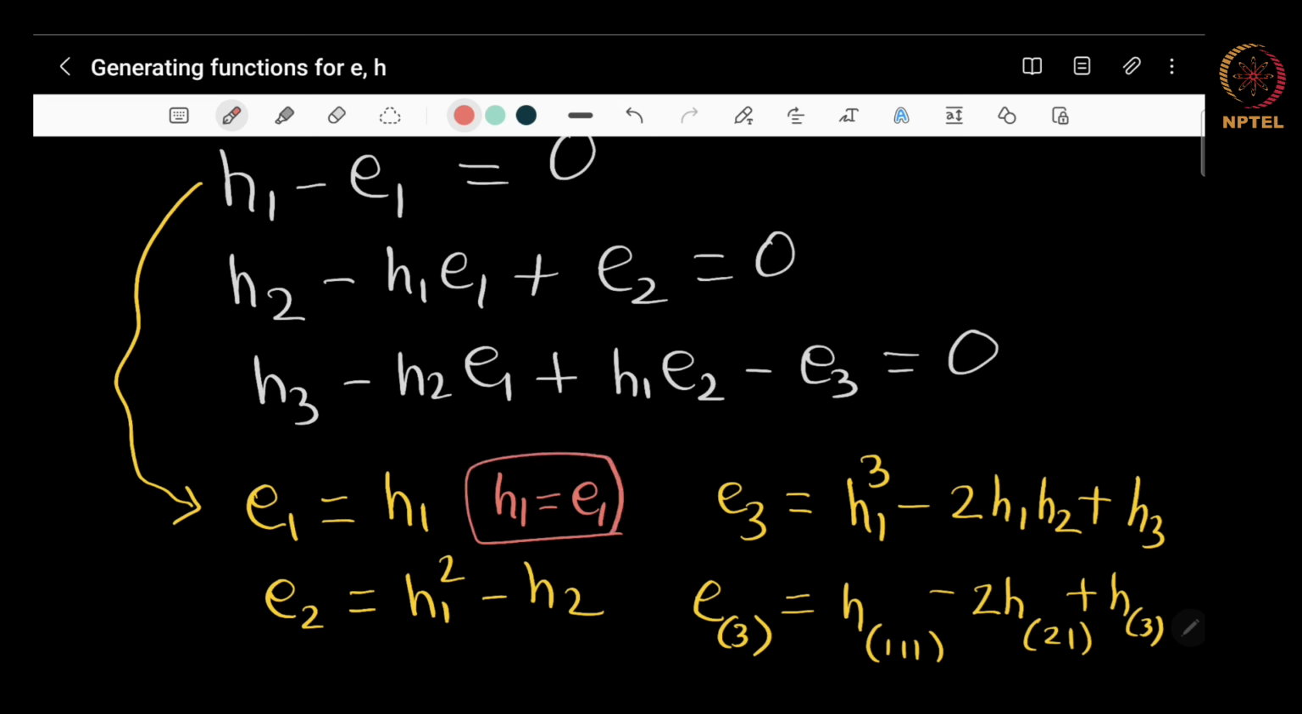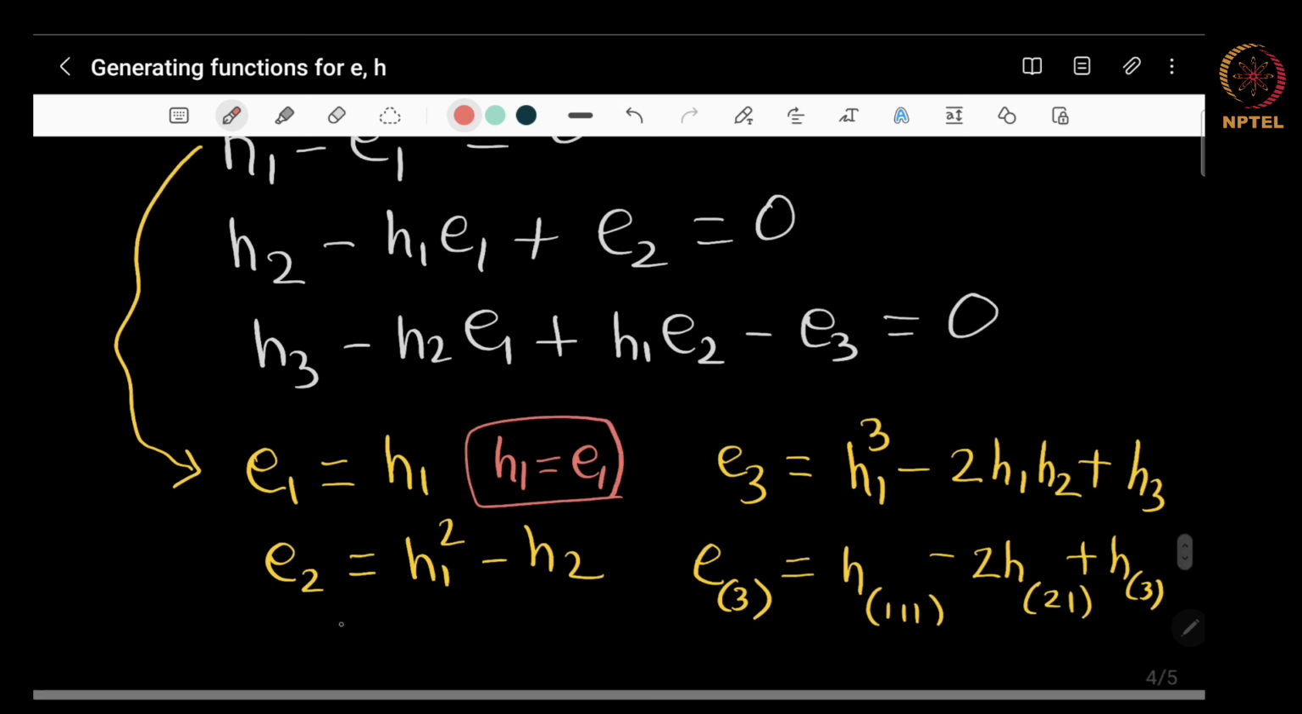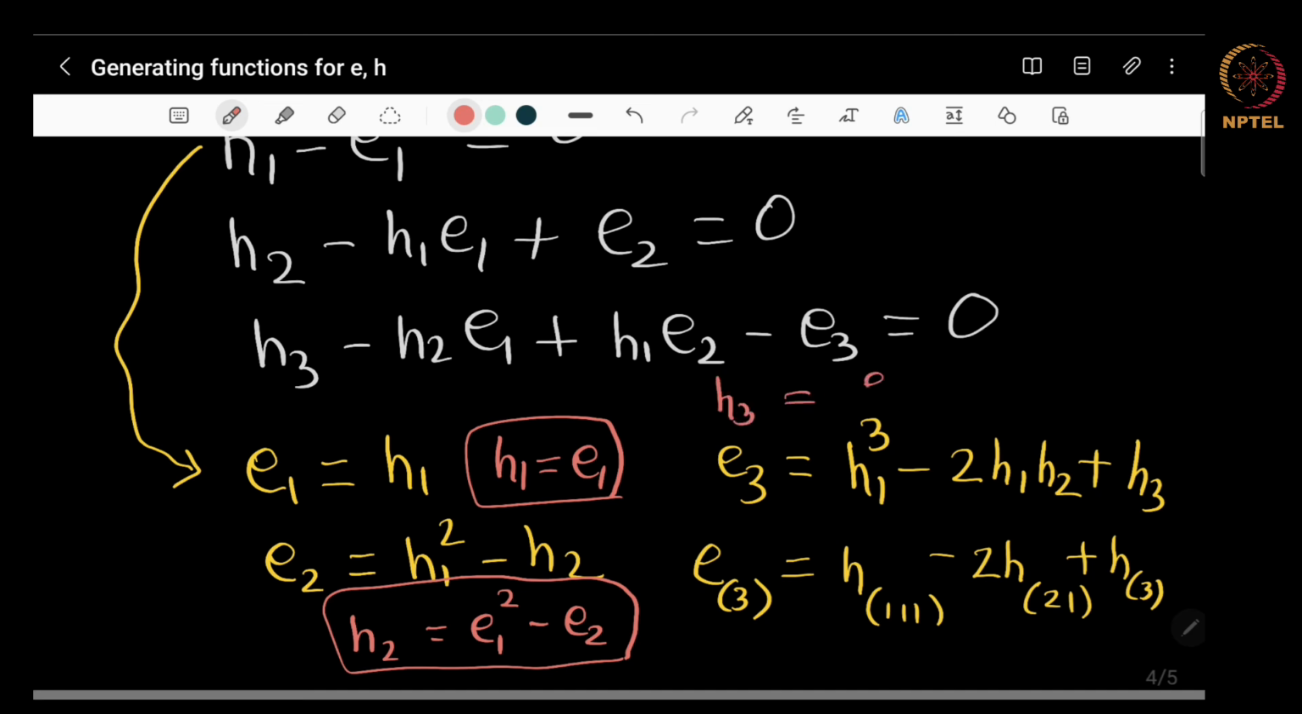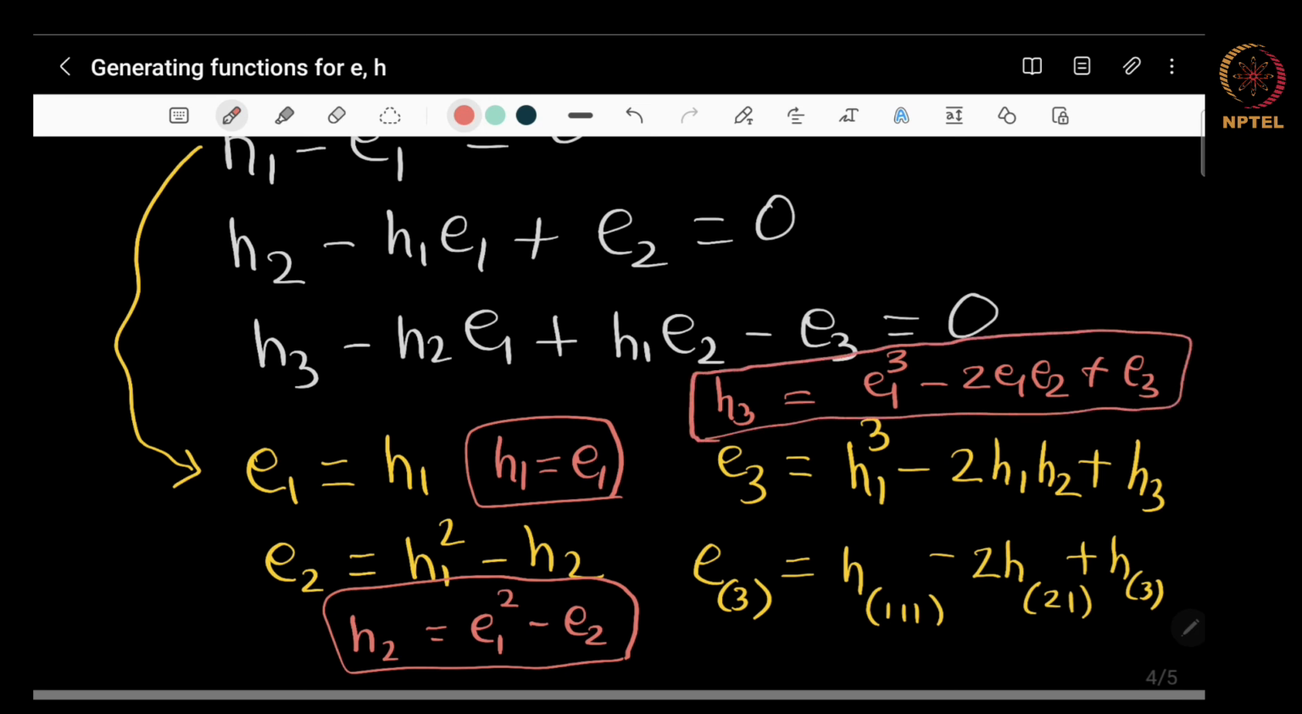Okay, now just doing the same thing from the second equation, you eliminate the h's in favor of the e's, then h2 becomes similarly e1 squared minus e2. Okay, in the third equation, just do the same thing that we did. You'll see that it's e1 cubed minus 2 e1 e2 plus e3. Okay, so what does this mean? It says that if you want to write h in terms of the e's, it's the same equation that you got when you wrote e in terms of h. Just replace h's with e's everywhere.